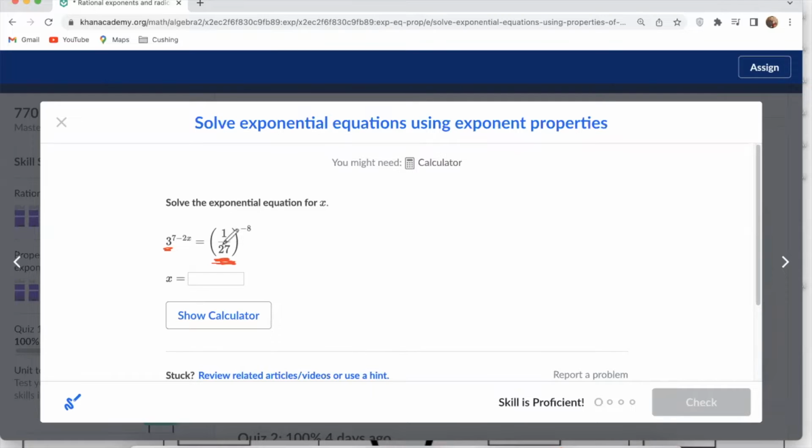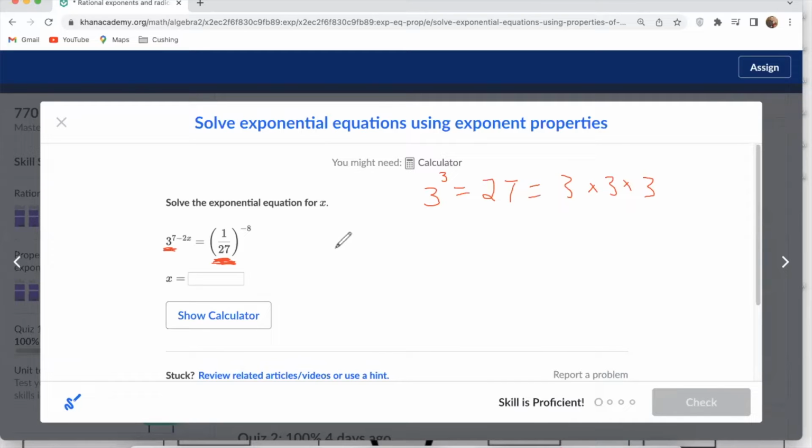I'm going to try to rewrite 1 over 27 using 3 as a base. This is going to work out well. This is a textbook example, and a lot of these are going to work out well like this. What I'm seeing is how 3 and 27 are related, because 3 cubed is 27: 3 times 3 times 3, because 3 times 3 is 9, times 3 is 27.